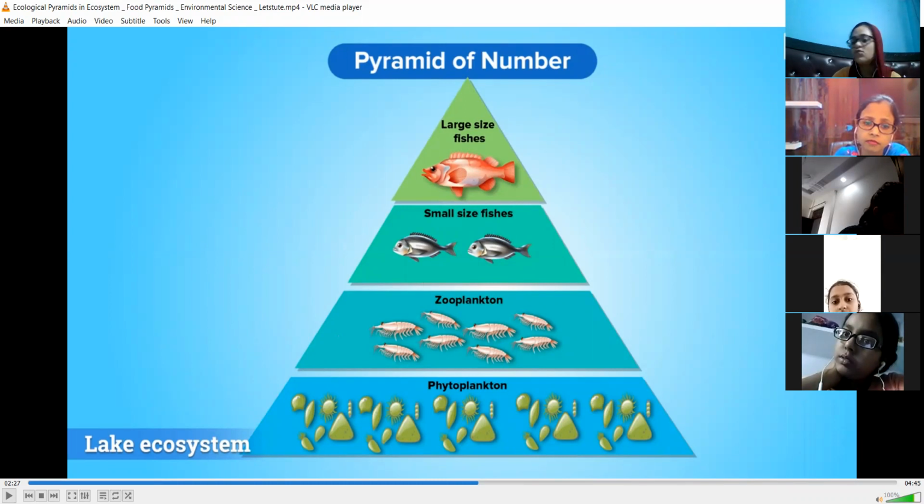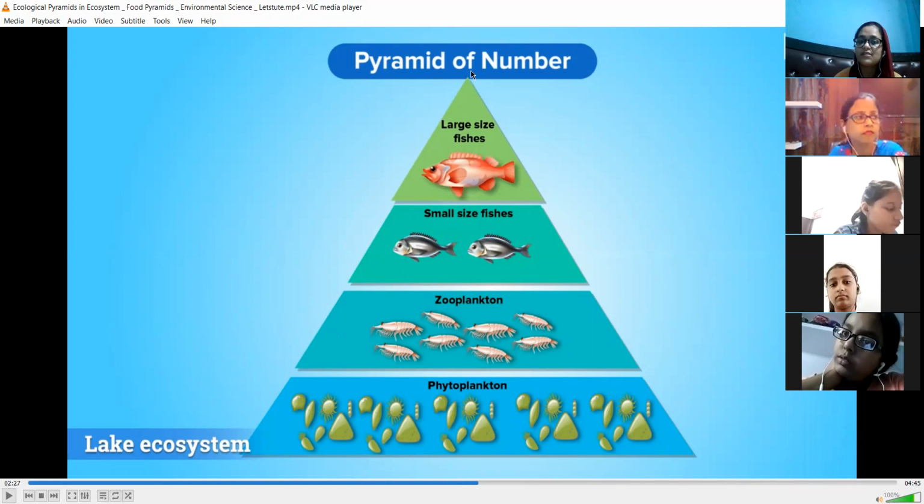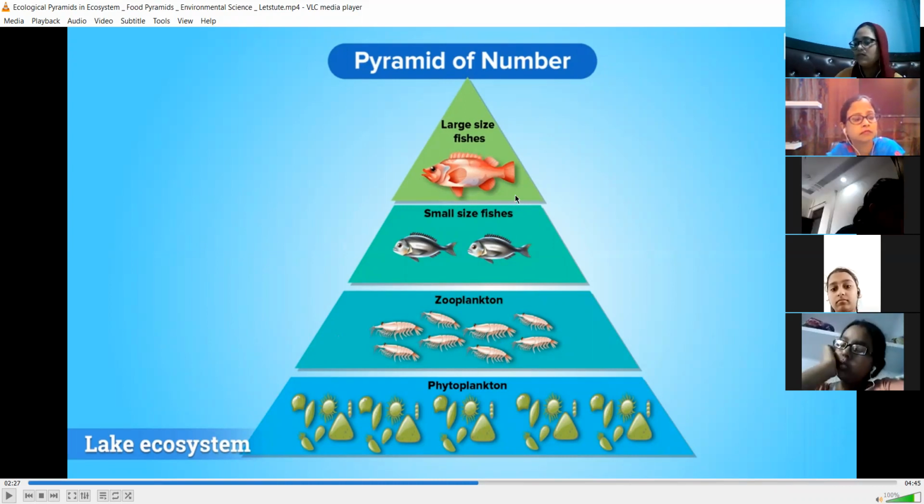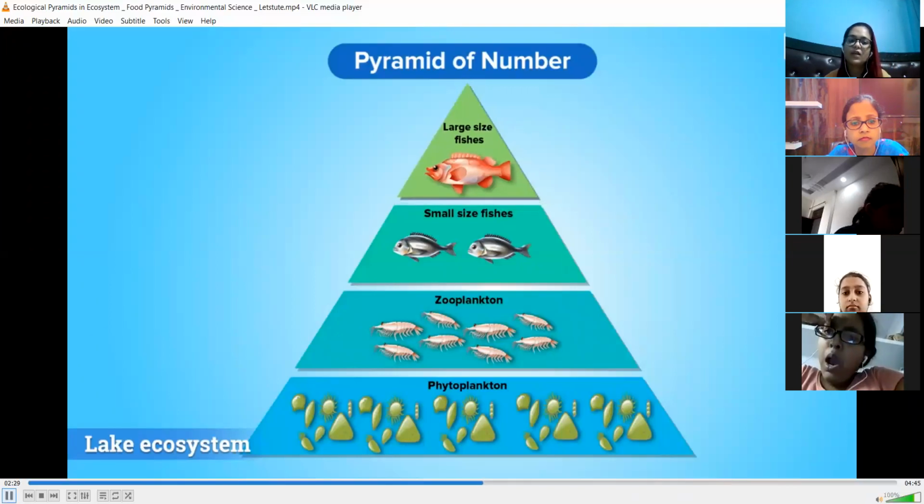So the balance of the ecosystem would get disturbed, and so the number of organisms as we move up the trophic level keeps decreasing, right? And so we get an erect pyramid if we represent this number of organisms graphically, right? But this is not always the case. The pyramid of numbers is not always upright.